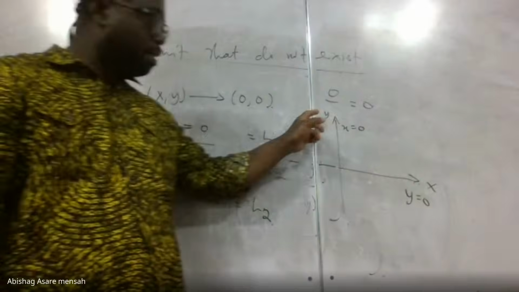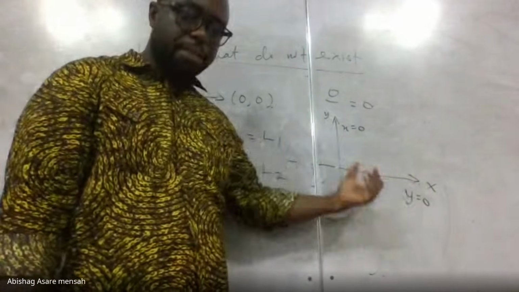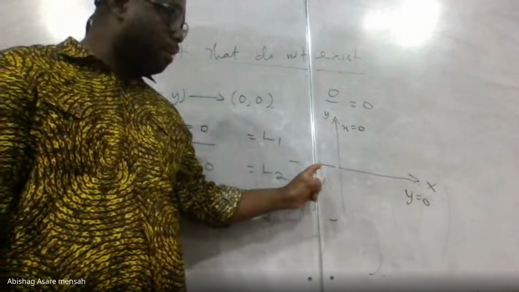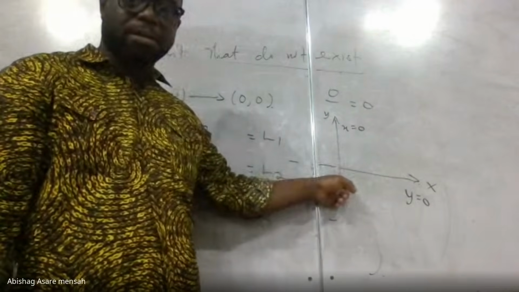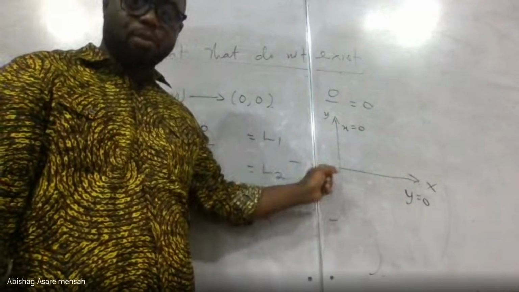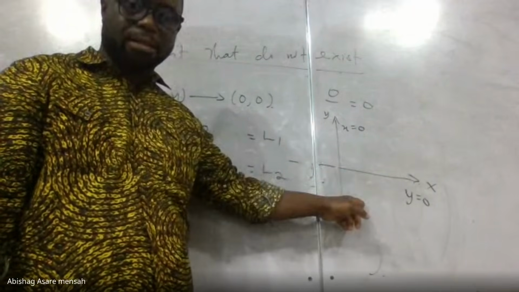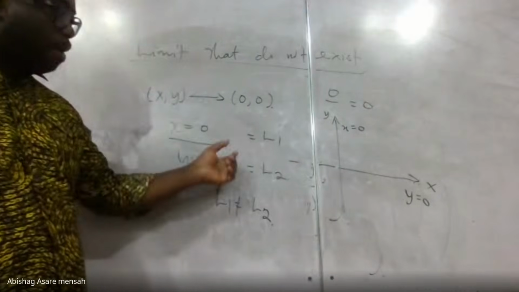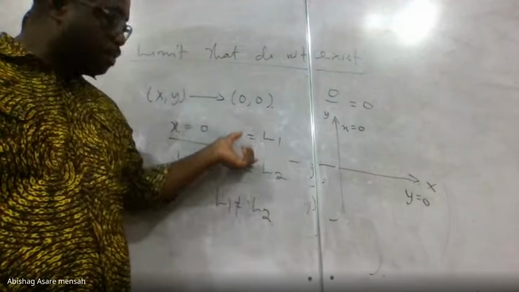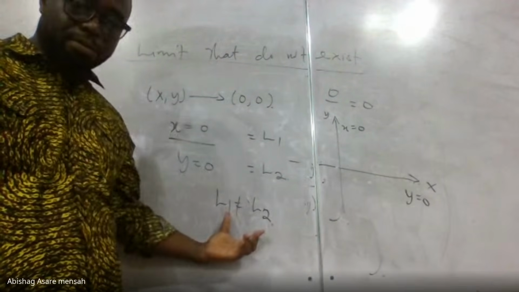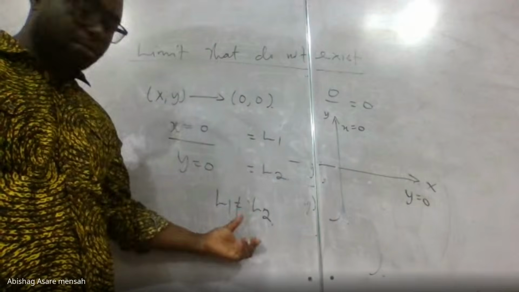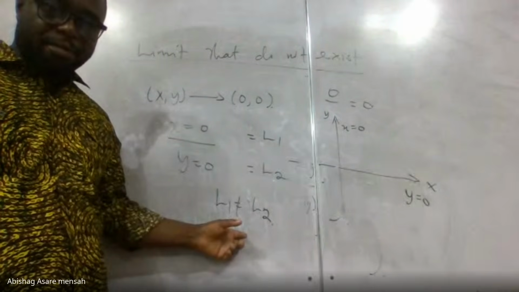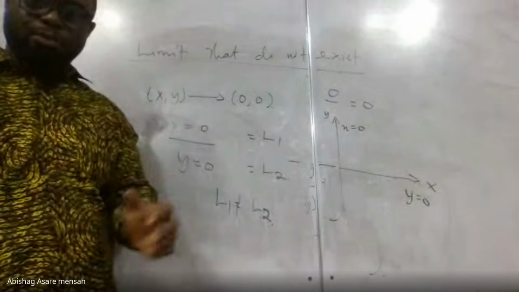So we look at, on the Cartesian plane, the behavior of the curve when it's moving towards what? The x-axis, and also when it's moving towards the y-axis, in the direction of the x-axis and the direction of the y-axis. Now, when we find these two and the results are not equal, then we state that it does not exist.